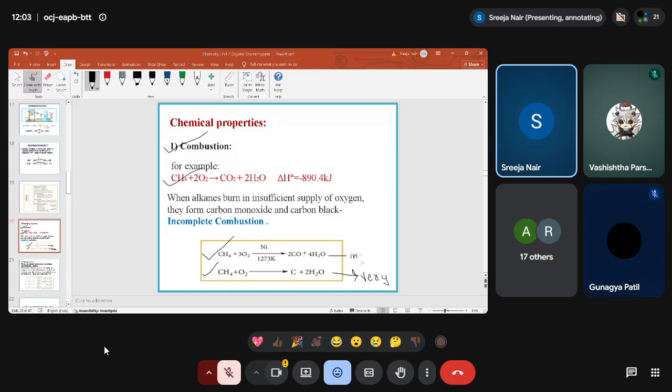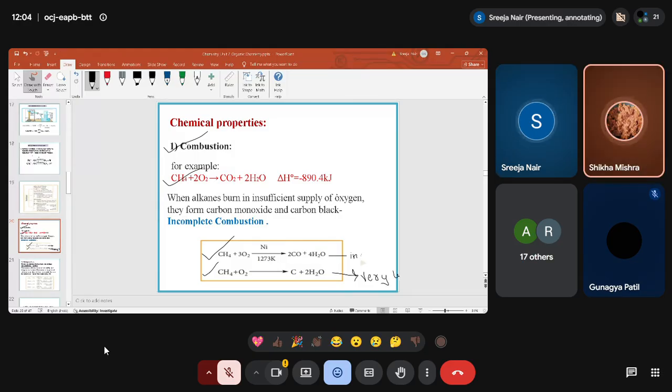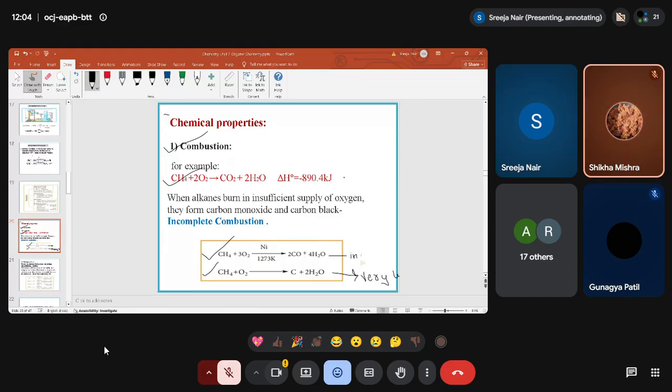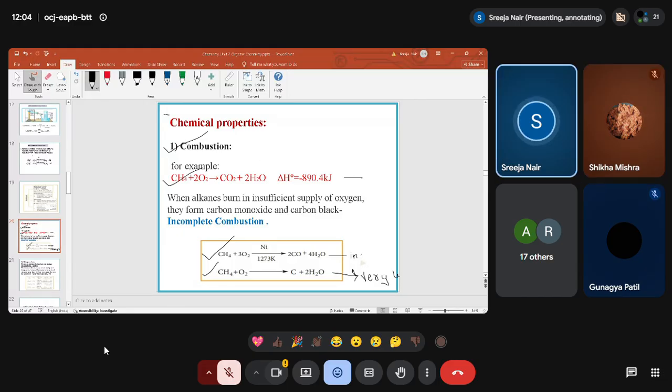What can be the heading? Write down the heading as chemical property, combustion, dear. This will be for complete combustion.